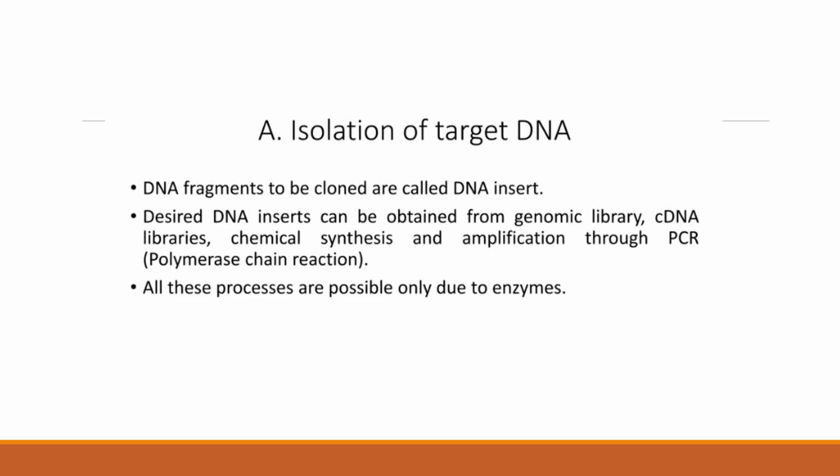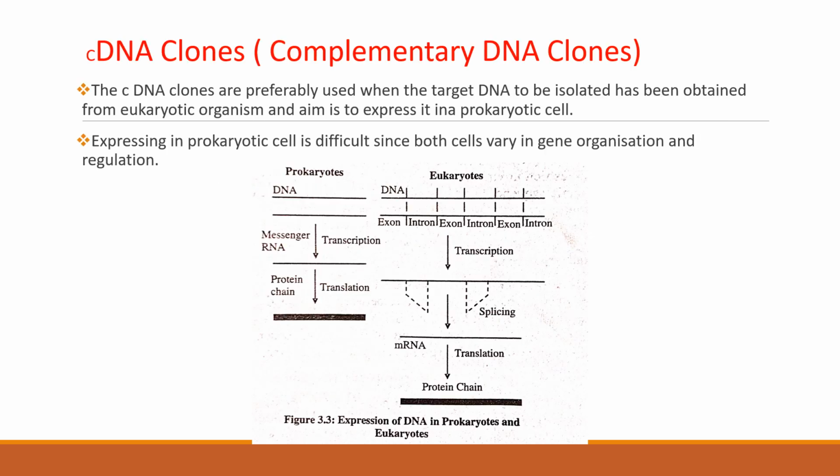Coming to the first step, that is isolation of target DNA. The DNA fragments to be cloned are called target DNA. These target DNAs can be obtained from genomic libraries, from complementary DNA libraries, through chemical synthesis, or even from PCR reactions. So, complementary DNA clones. What are complementary DNAs?